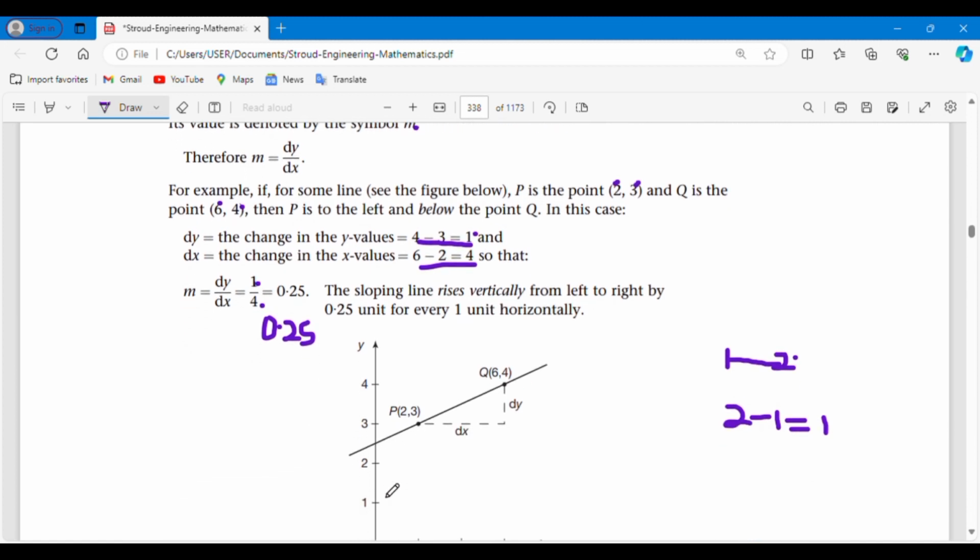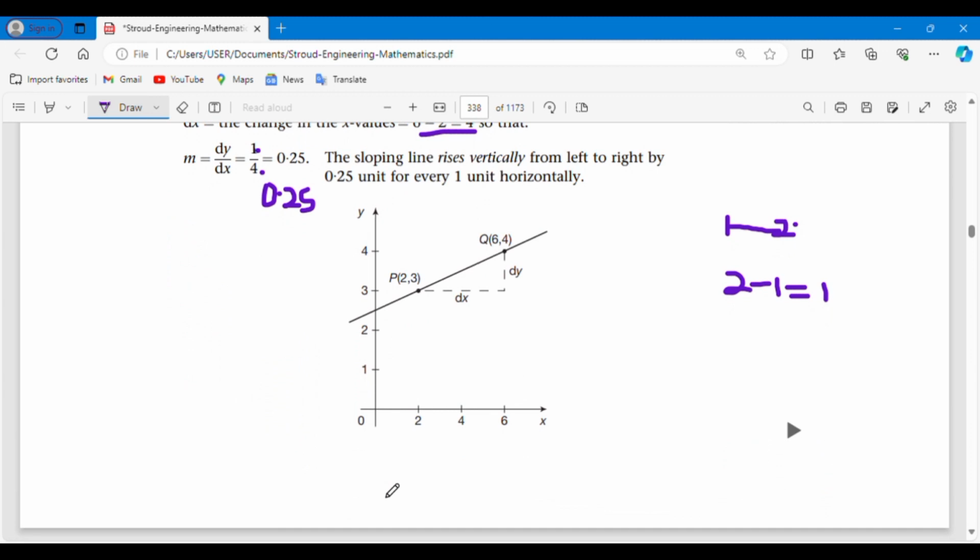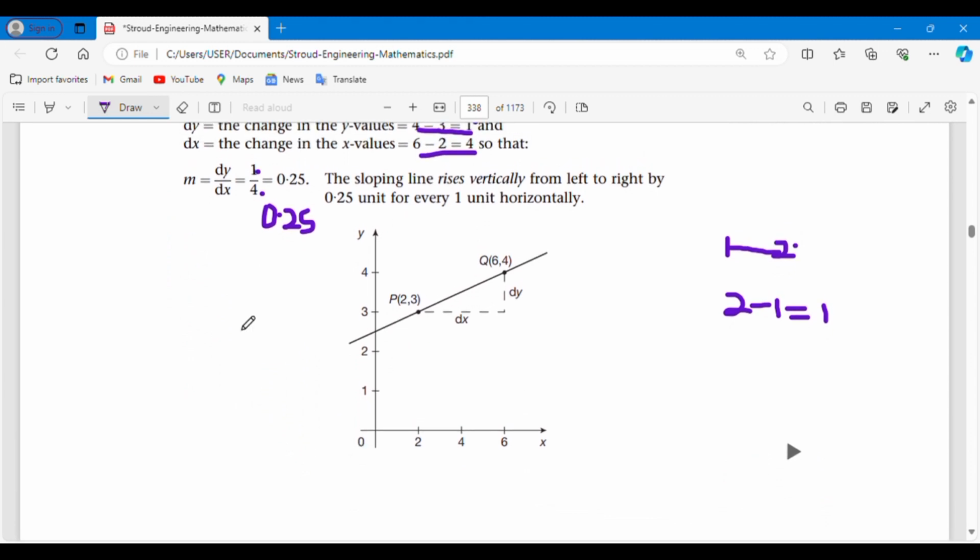Did you get it? So now, this is just the diagram representation of the gradient we calculated. Right? So the gradient, that's the slope. The slope rises vertically from left to right by 0.5 units for every 1 unit horizontally.